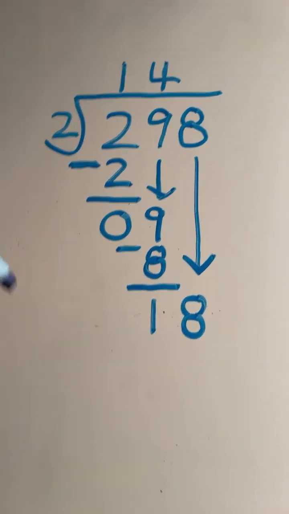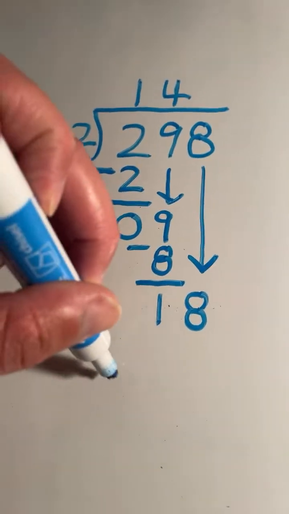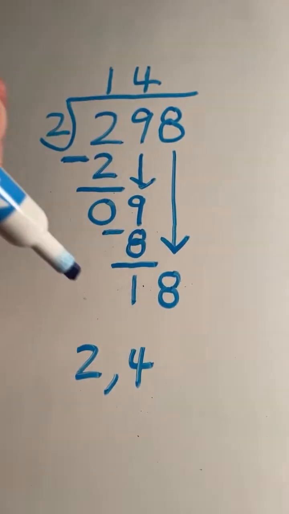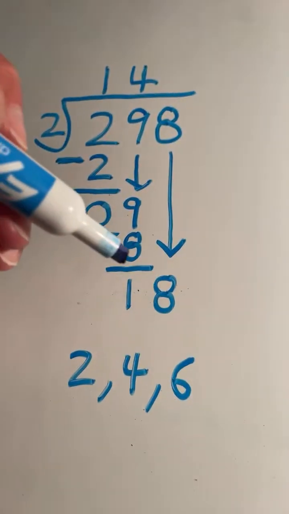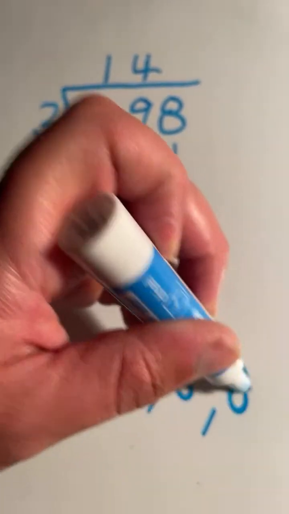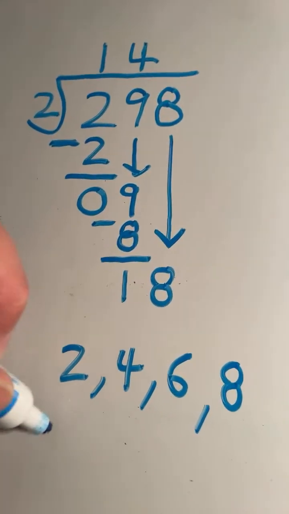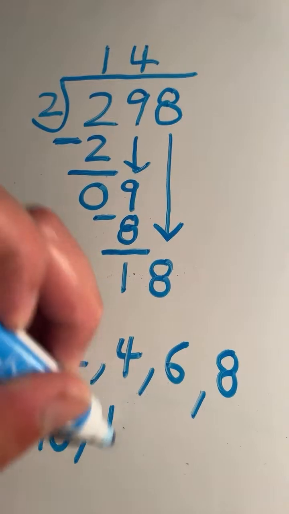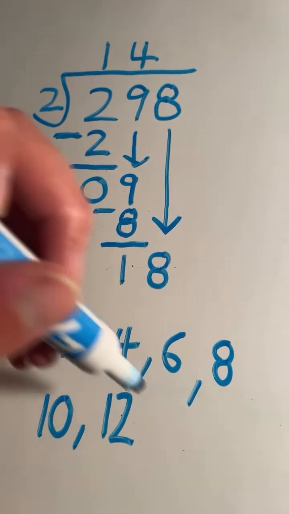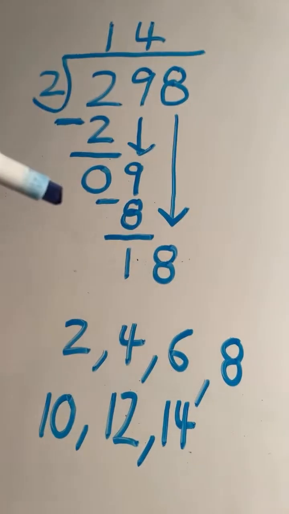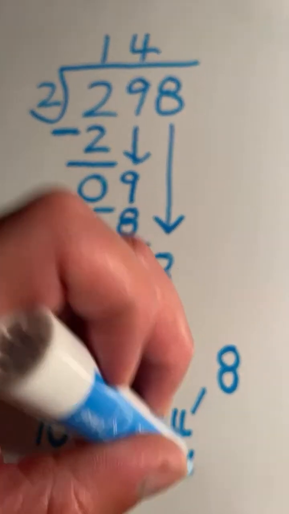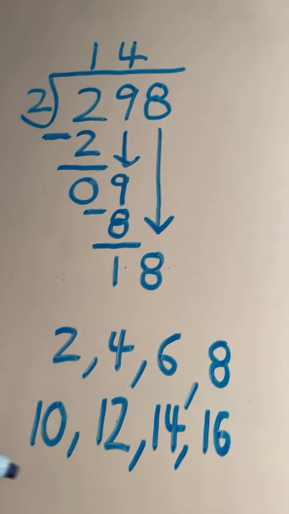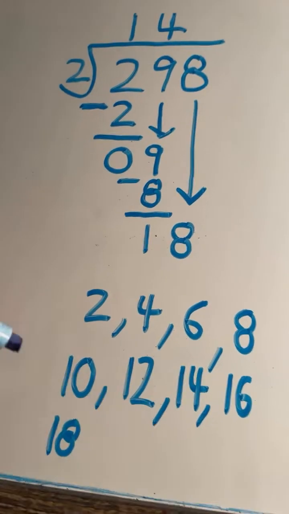Now we got to figure out how many groups of 2 go into 18. So counting by 2s, 2, that's 1 group. 4, we are at 2 groups so far. 6, we are at 3 groups. 8, we are at 4 groups of 2. 10, 5 groups of 2. 12, 6 groups of 2. 14, 7 groups of 2. 16, 8 groups of 2. 18, 9 groups of 2.